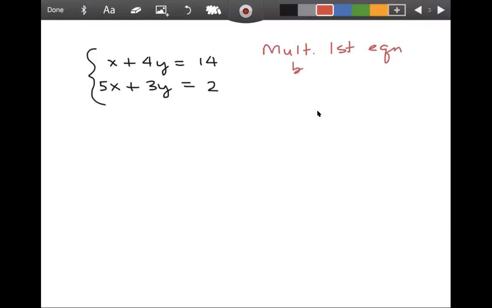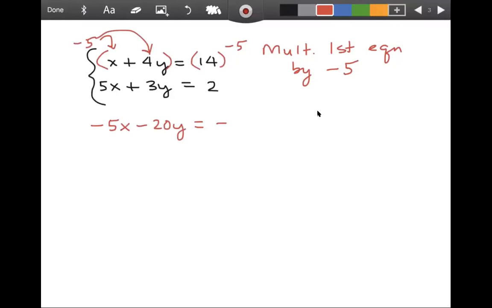by -5. And when I rewrite the new first equation, I think you'll see why I did that. So -5 on this side, -5 on this side. Be sure to do it on both sides. -5 times x is -5x. -5 times 4y is -20y. 14 times -5 is -70. And I'm going to keep the original second equation.